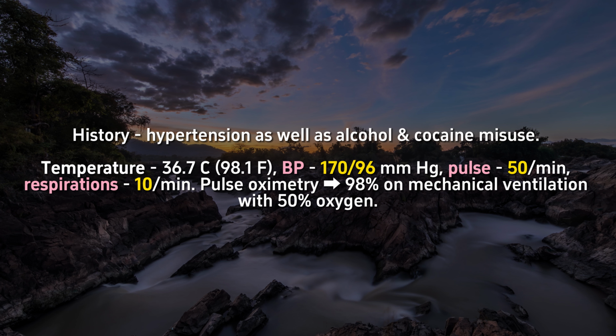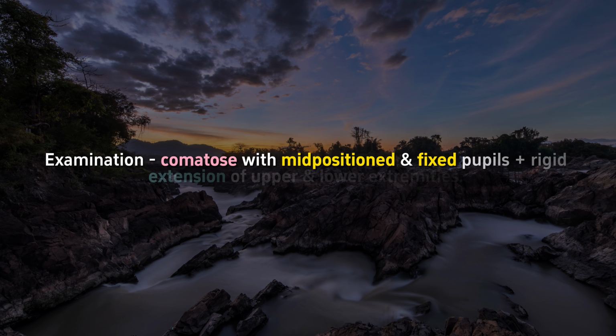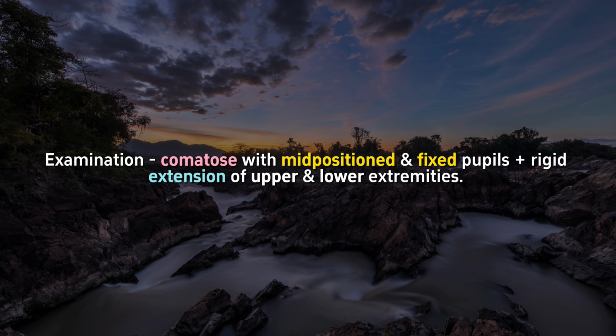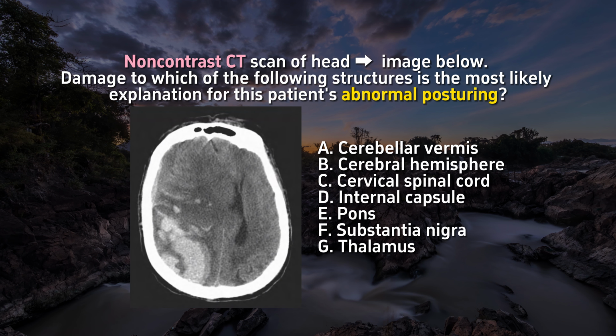Pulse oximetry shows 98% on mechanical ventilation with 50% oxygen. On examination, the patient is comatose, with mid-positioned and fixed pupils and rigid extension of the upper and lower extremities. Non-contrast CT scan of the head is shown in the image below. Damage to which of the following structures is the most likely explanation for this patient's abnormal posturing? The correct answer is E, pons.